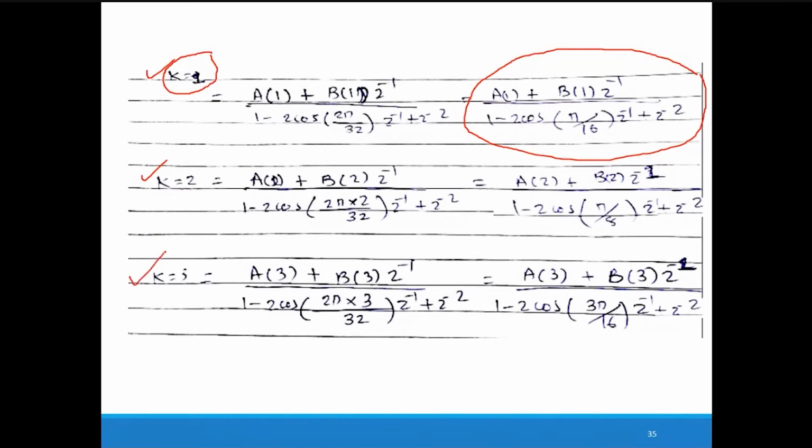And when you are taking the value of k equal to 3, after simplification, you are getting (a3 + b3 z^-1) divided by (1 - 2 cos 3π/16 z^-1 + z^-2). So these three equations you are getting, all of these equations are representing H2(z), or you can say H2(k). And all these values we have to implement in a parallel form.